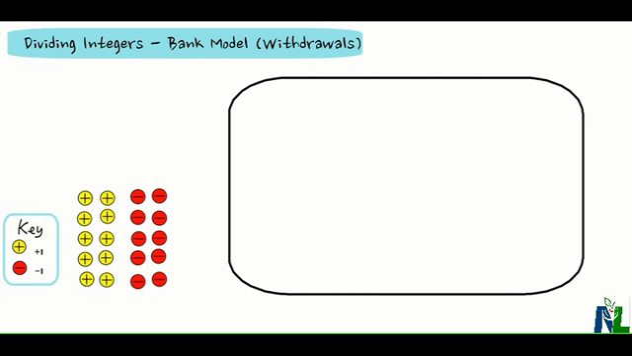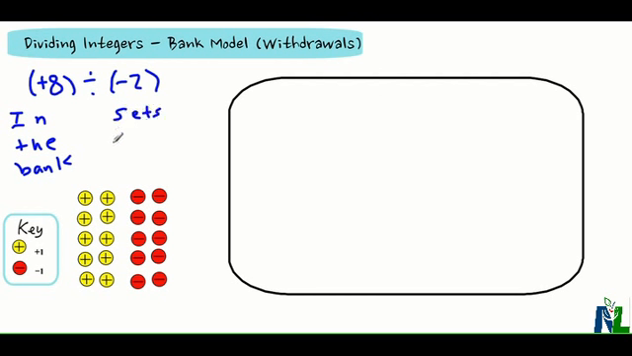So my first one that I'm going to do here is a positive 8 divided by a negative 2. So again, this is what I want left in the bank, okay? In the bank is positive 8. Now, I'm dividing by a negative 2. So that's kind of what I have to do my operation on, okay? Are sets of negative 2 tiles.